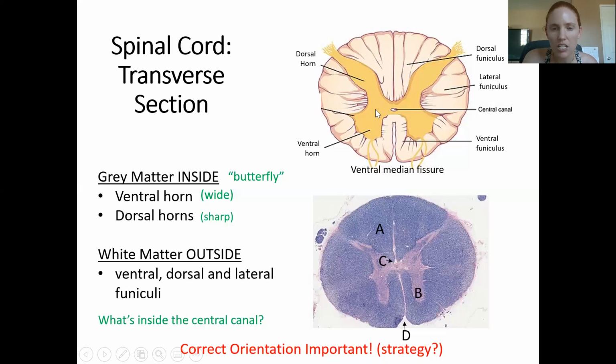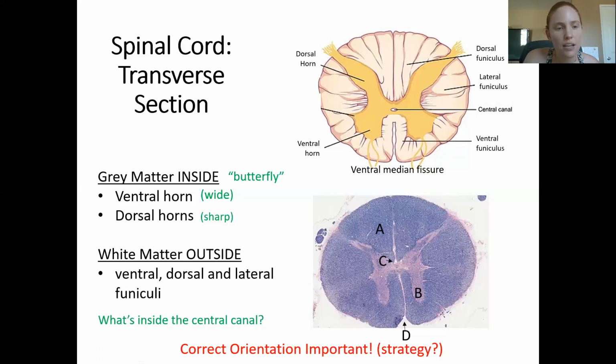One of the strategies is the shape of those horns. The dorsal horns will be skinnier and sharper, and they extend all the way to the edge of the spinal cord. So this skinny, sharp part would be the dorsal horns. And down here, this would be the ventral horn. Okay, so B here would be the ventral horn. It's shallower, wider, and more round. So the shape of the horns is one way to differentiate between the dorsal and ventral side.